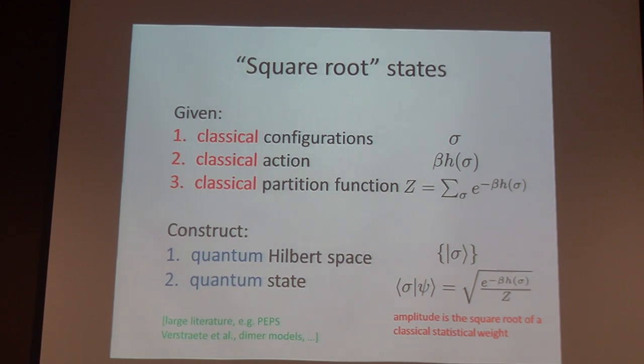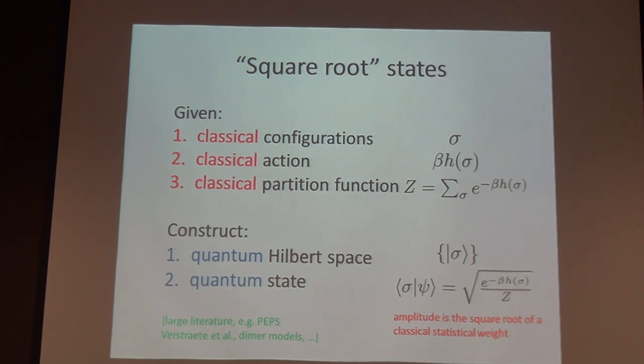And then I construct a quantum state, psi, which is defined by the following rule. I take psi and I look for its amplitude in this sigma basis, and the amplitude is simply the square root of the classical statistical weight. So that's why I call it a square root state. Essentially, I pick a classical statistical model, and I make a wave function where the amplitude is the square root of the classical statistical weight.